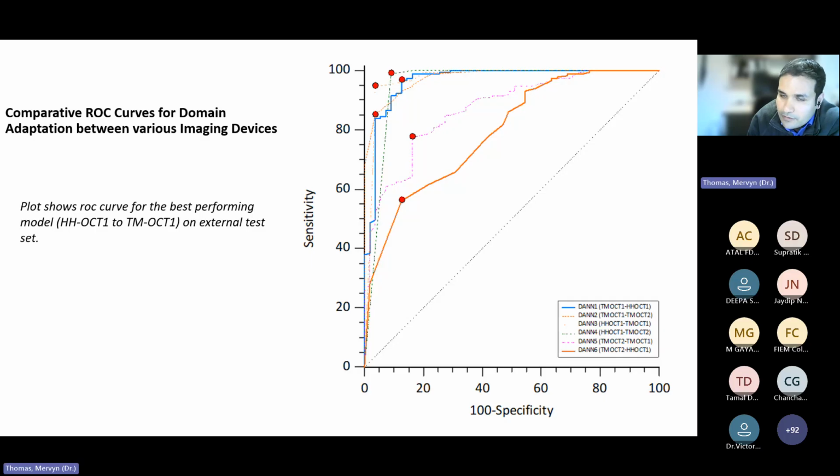Most of them performed really well, to be honest. If you think about all four of them, the top four do quite well. It was really the ones that performed poorly was the DAN6, which is the table-mounted OCT2 to handheld OCT1, which is what we talked about earlier.